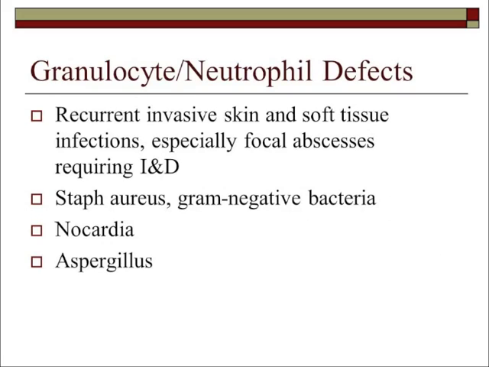For granulocyte defects or neutrophil defects, you're going to see more recurrent invasive skin disorders, soft tissue infections. You're going to see a lot of abscesses needing recurrent I&D. Mainly going to be Staph aureus and gram-negative bacteria, which makes sense if you think of your neutropenic patients. Nocardia, Aspergillus, etc.